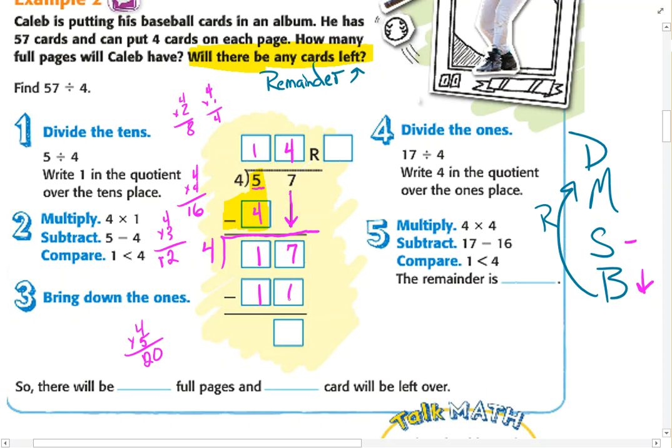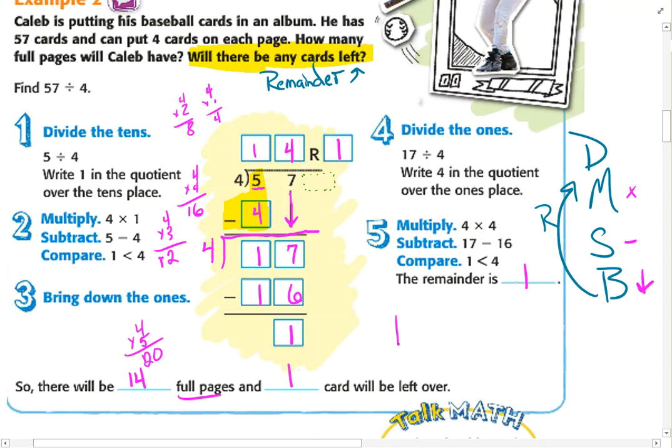So 4 times 4 is 16. I just multiplied. I now subtract. 17 minus 16 is 1. So this 1, I don't have anything left over here. There's nothing to add, right? There's nothing in our dividend to bring down. So if there's nothing left to bring down, I'm done. I have a remainder then of 1. So there will be how many full pages? Well, there will be 14 full pages, right? And there's 1 card left over.